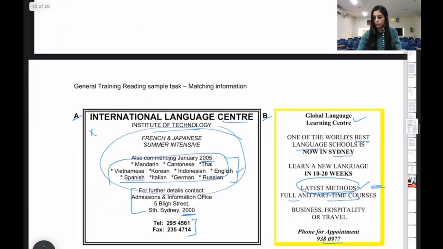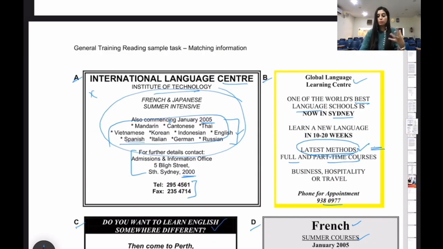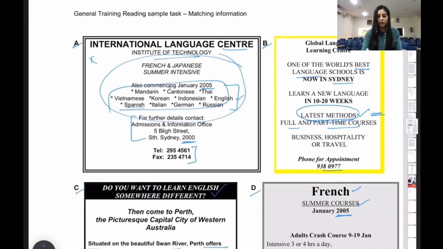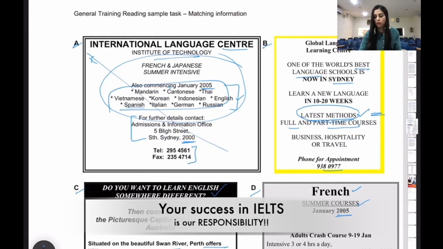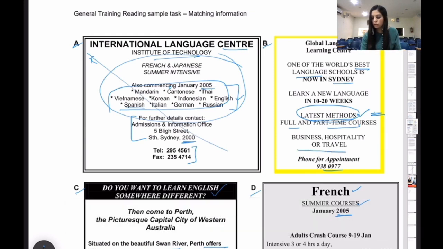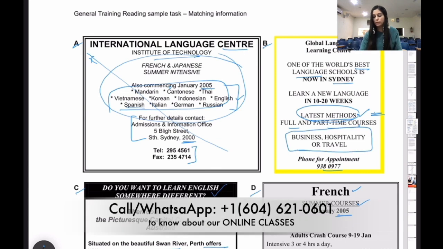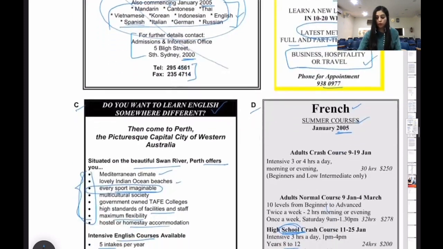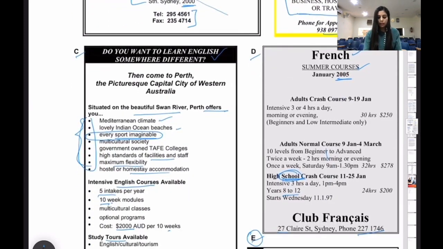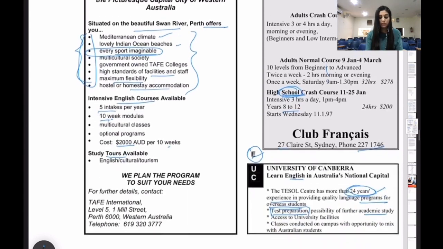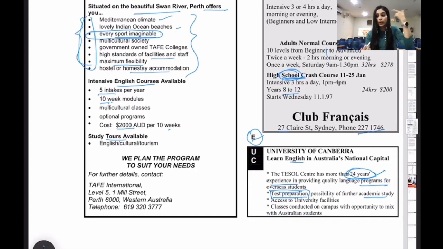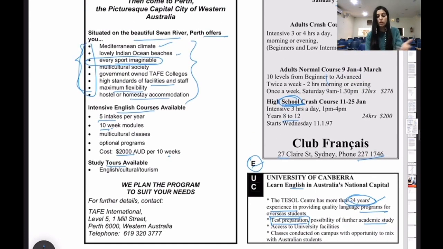Special purposes. Any ad where they've mentioned about the purpose. Here again, A, there's nothing because it's a very small ad. One of the world's best, okay, new language. Here they've mentioned some purpose. Business, hospitality or travel. Let's see if this is making sense or not. Here again, situated on the beautiful Swan River, no mention of purpose in these lines. There's no mention of purpose. I've scanned through it. I'm doing it mentally so that you also start doing it mentally.